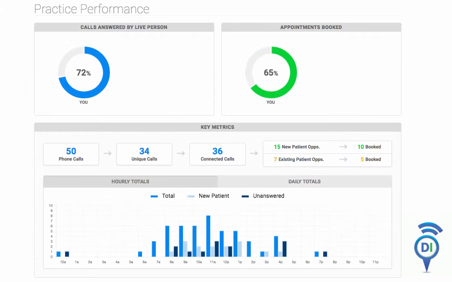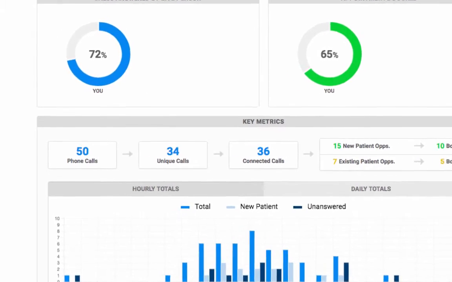So taking a look at this, the practice performance report, what you want to get from this, calls answered by a live person, 72%. So that does mean that there's 28% of calls didn't actually reach the front office. And then this also shows appointments booked, 65%. And then it does go into more detail.